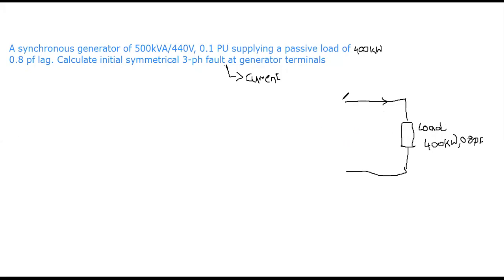So for that, again, I'm going to draw the synchronous reactance. So this is the generator reactance, which is having 0.1. Now see here, this is j0.1. Now this is EG. Okay, EG.